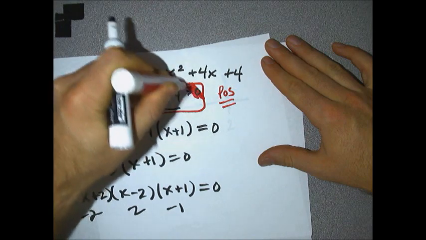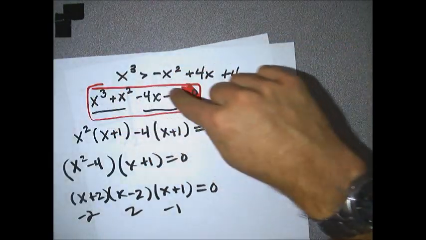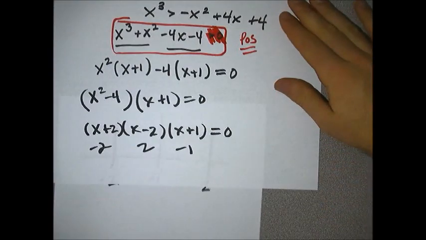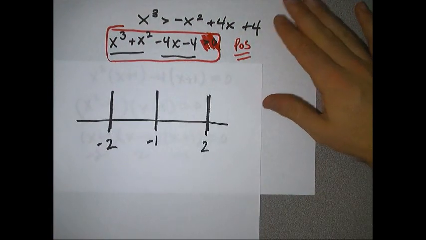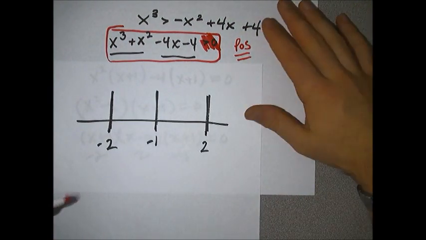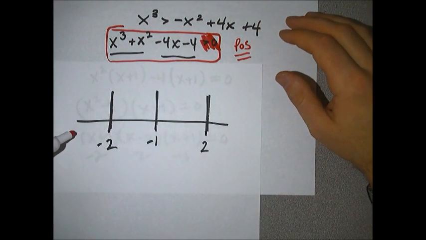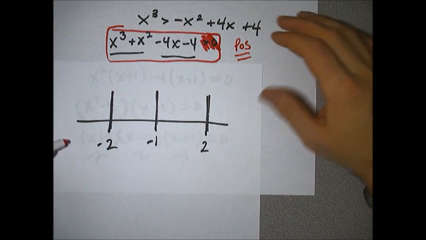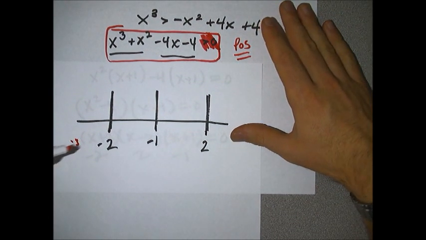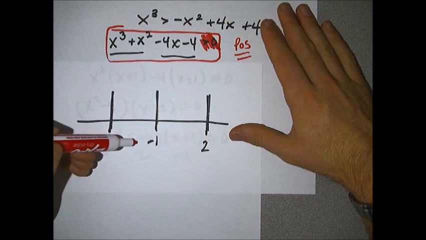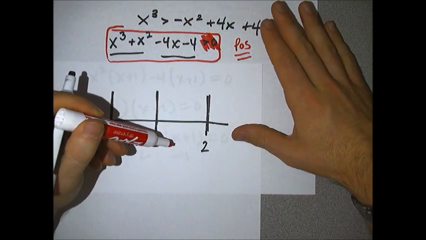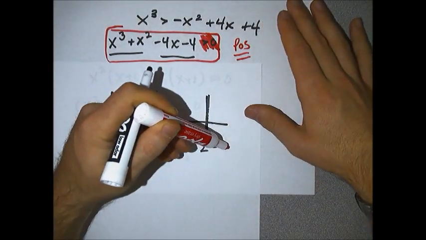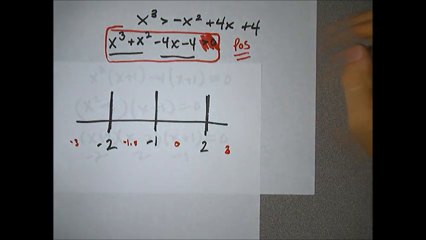I'm not even interested in that anymore because I know it's positive. But I want to plug into this right here. What am I looking to plug into it? I need to do test values, right? So what would be a good test value for over here? Okay, so maybe try negative 3. In between here would be negative 1.5. In between here would be 0. Over here would be 3. And the only thing I'm interested in finding out is if my result is positive or negative.